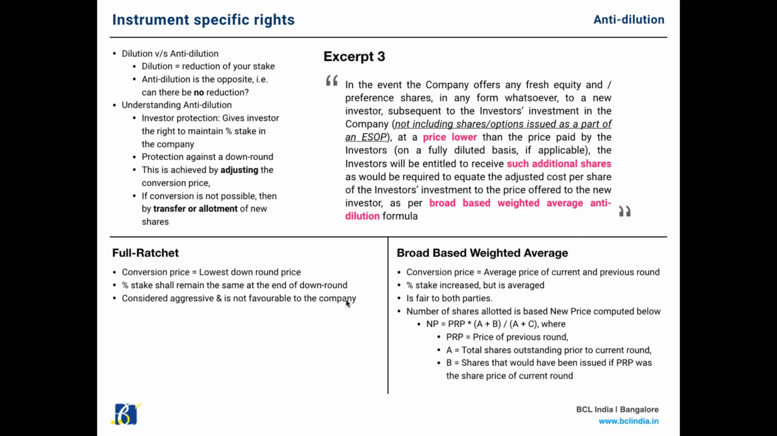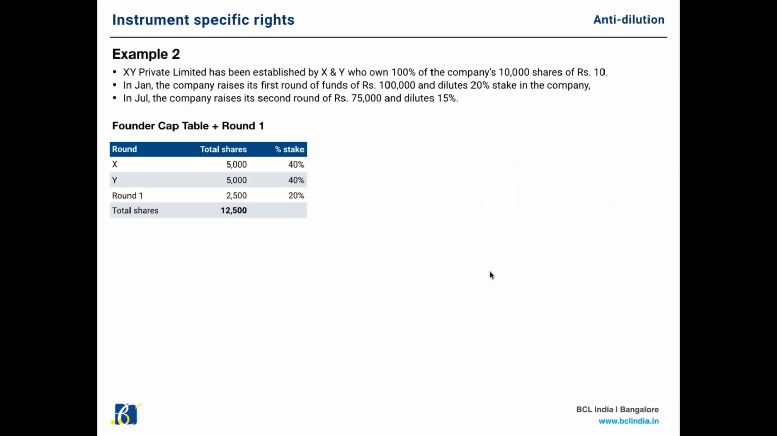I'm going to share this presentation with you so that it's easier for you to refer to this whenever you'd want. But the idea of the broad-based weighted average is to identify an average price point at which the conversion can happen. Let's look at an example very quickly.